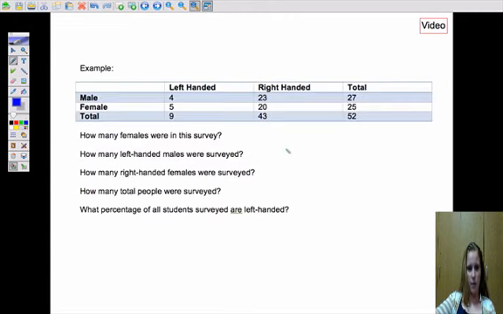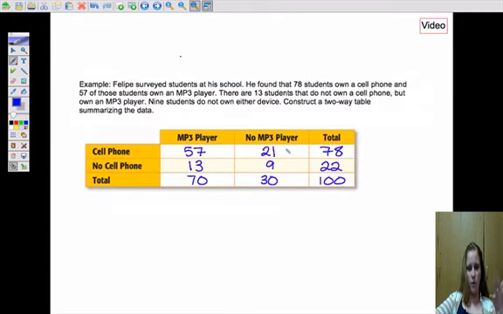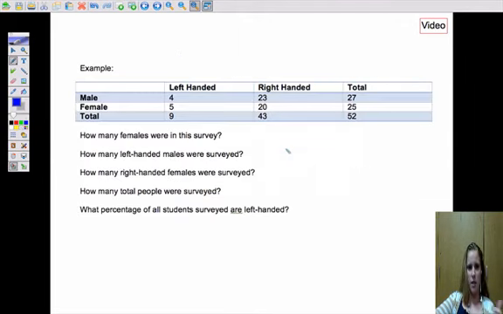Then with two-way tables, we're going to ask you questions, and we might ask you about percentages and all this kind of stuff. So let's look at another example. Here we're talking about males and females, who's left-handed, who's right-handed. So again, we have our totals: total left-handed, total right-handed, total male, total female, totals. So how many females were in the survey? When it just says one category, we look for a total. How many females? 25.